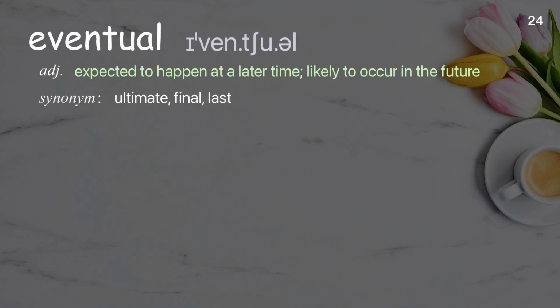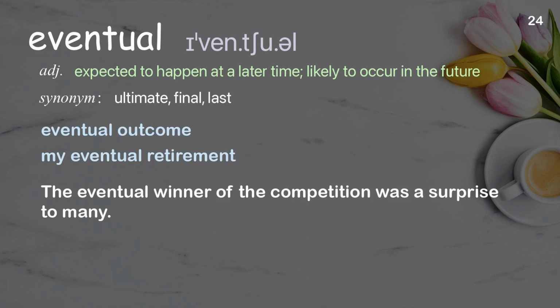Eventual. Expected to happen at a later time, likely to occur in the future. Examples: Eventual outcome. My eventual retirement. The eventual winner of the competition was a surprise to many.